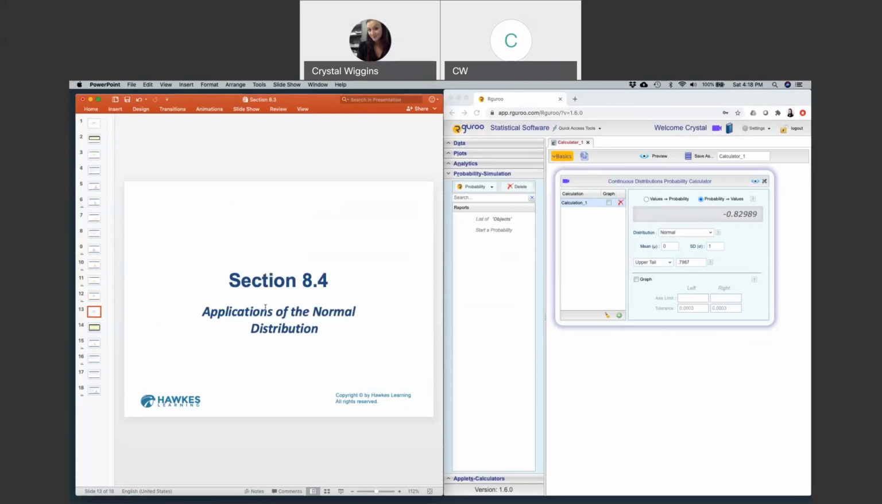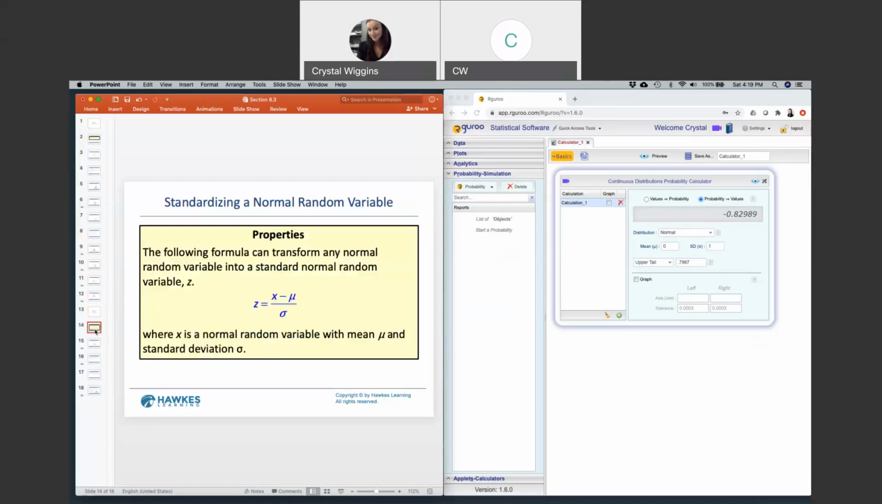Now, we don't really have to do a lot of work when it comes to applications because this calculator will do it for us. The only thing we'll need to remember to change is the mean and the standard deviation parts. So the following formula can be used to transform any x value with units into a standard score if we needed to.